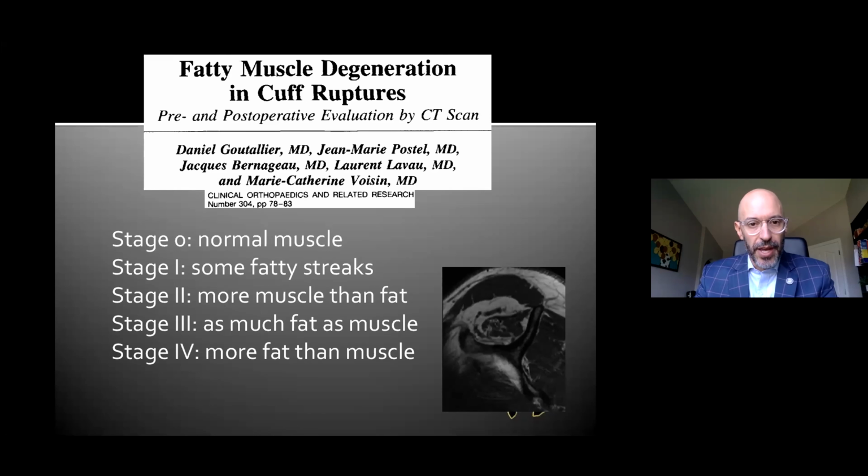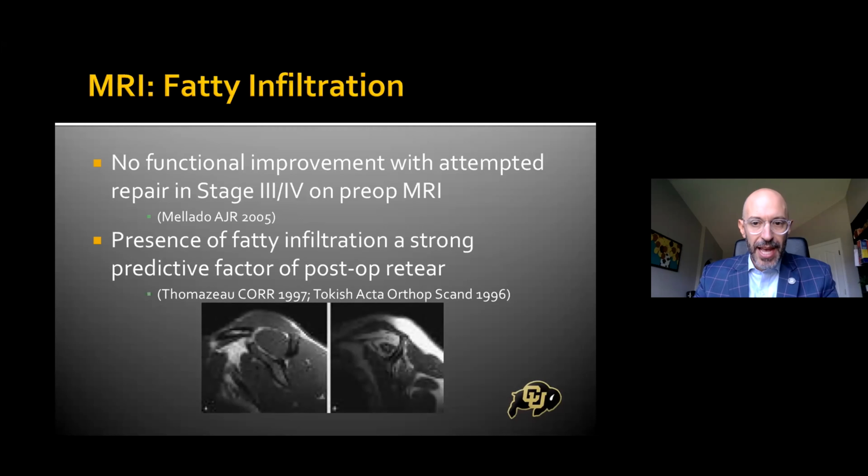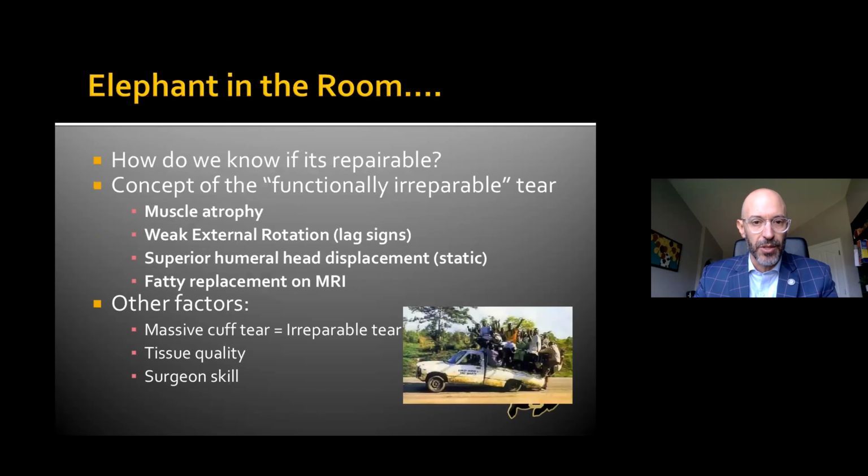Touching on what you'll hear many of us talk about, the Goutallier staging here. This was a CT-based study, and what we're looking at really is either the stage 3s and 4s, where the fat is at least equal to the muscle or more than muscle. The issue here, why that's important, is that several studies have shown that there's no functional improvement with even attempted repair with 3 or 4 Goutallier fatty changes on preoperative MRI, and is a strong predictor of postoperative re-tear and poor outcomes.